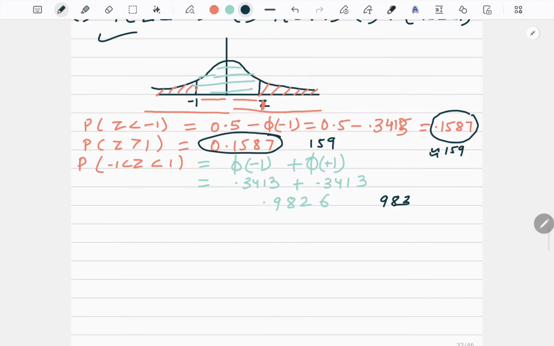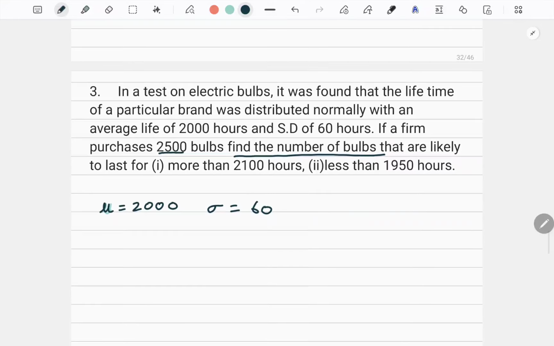Correct? So please understand, whenever you have number of any object, students or anything, you have to multiply N with the probability. So probability, whatever is coming, you have to multiply it by capital N given in the question. Right? So now here also the same situation is there. They have given capital N also as 2500. So whatever answer will come, I should multiply it by 2500. Okay. Now, what is the question? First question is, find the number of bulbs that are likely to last for more than 2100 hours. So probability of X is greater than 2100. This you have to find out.